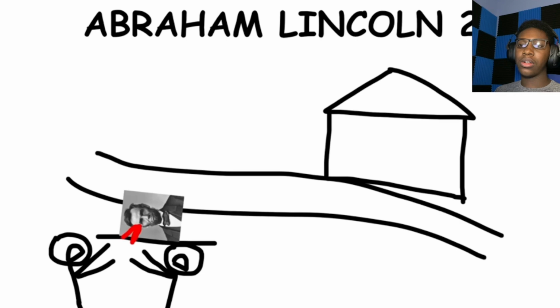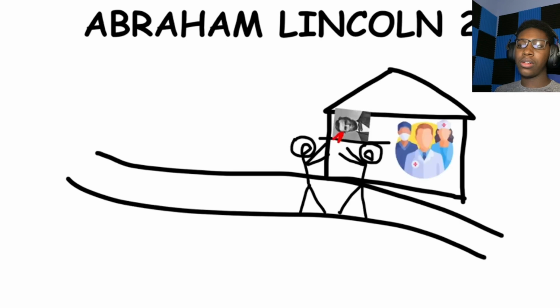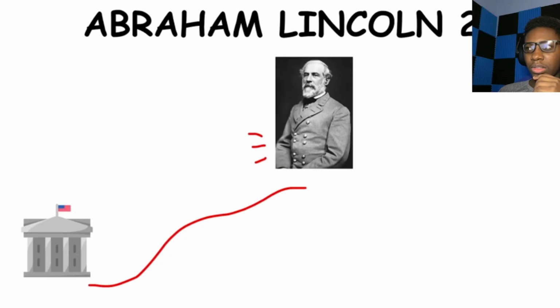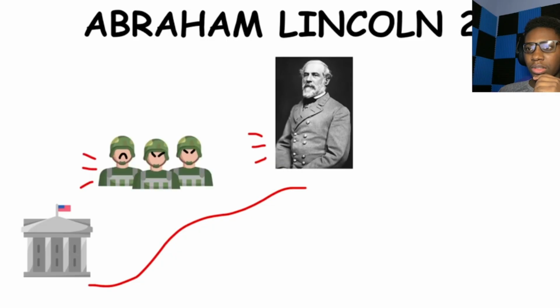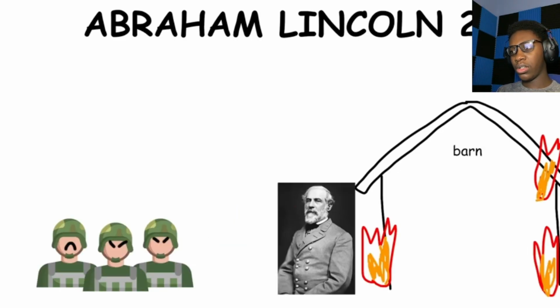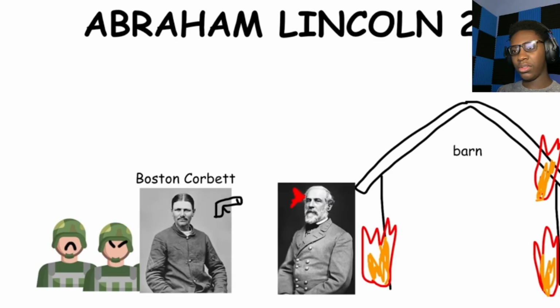Lincoln was carried across the street to a boarding house, where doctors attended to him through the night, but his wound was mortal. He died the next morning at 7:22 a.m. on April 15th, 1865. Booth fled Washington, D.C. and was pursued by Union soldiers. After 12 days, he was found hiding in a barn in Virginia. The barn was set on fire to flush him out, and he was shot and killed by Sergeant Boston Corbett.